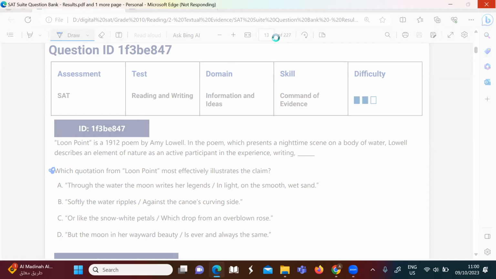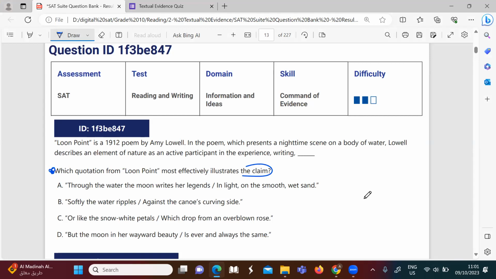Okay, it works now. I need to get the claim at the very beginning. Loon Point is a poem by Amy Lowell, and in the poem, there is a nighttime scene on a body of water. Lowell describes, this is the claim, an element of nature as an active participant in the experience.